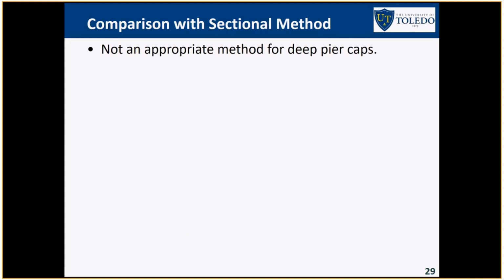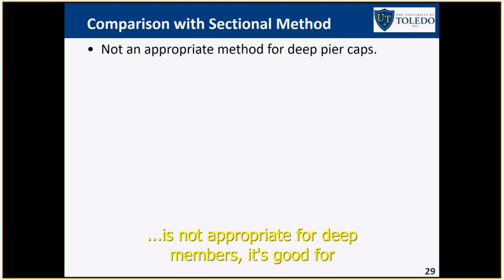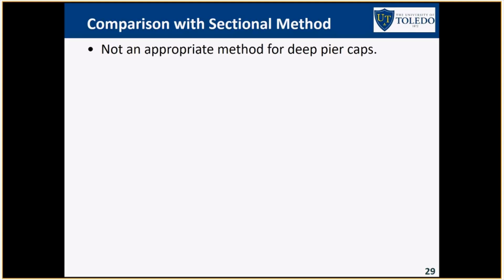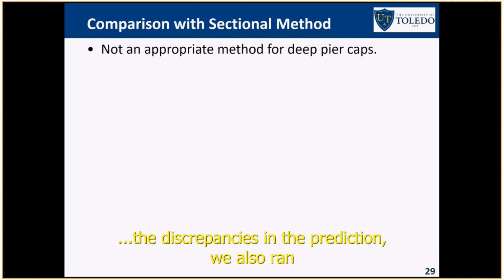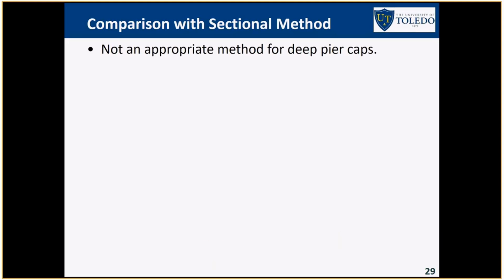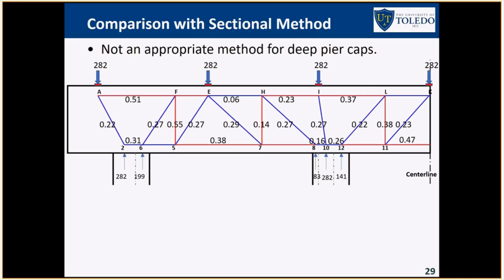The sectional method, as I mentioned, is not appropriate for deep members. It's good for slender members, but just to see the discrepancies in the predictions, we also ran the whole database. These are existing bridges located in the Columbus area, some of them in the Dayton area. And we analyzed them using both STM-CAP, the Strut-and-Tie method, as well as the sectional method.